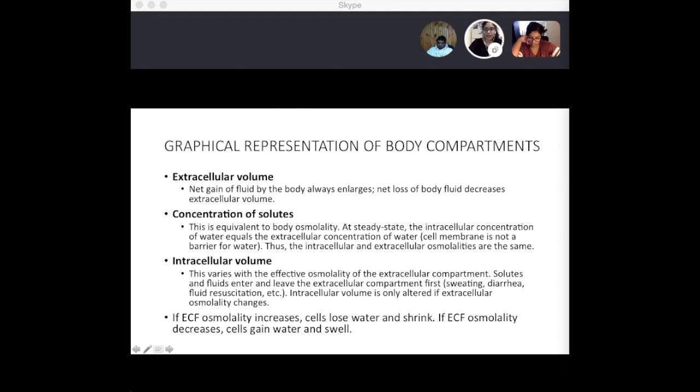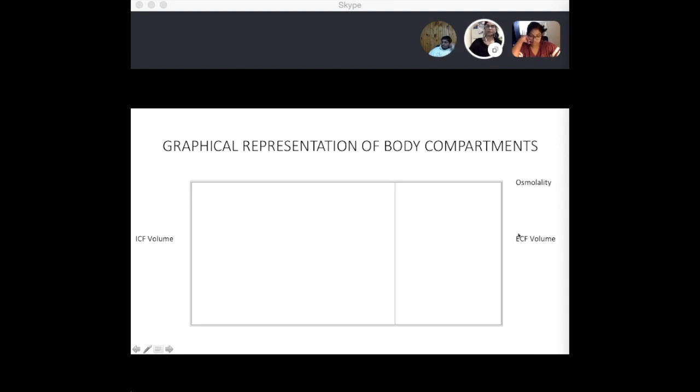Does that make sense? So to put that in perspective, if the extracellular osmolality increases, so the number of solutes in the extracellular compartment increases, then the cells lose water and shrink. And if the extracellular osmolarity decreases, then cells are going to gain water and swell. Does that make sense? Mm-hmm. Alrighty. Okay.